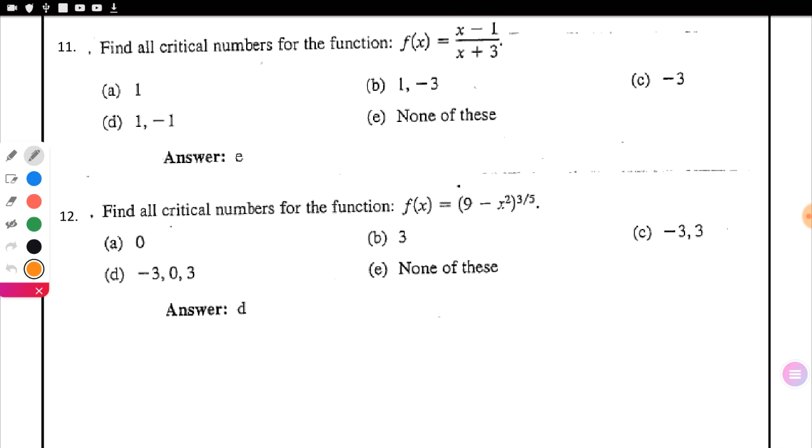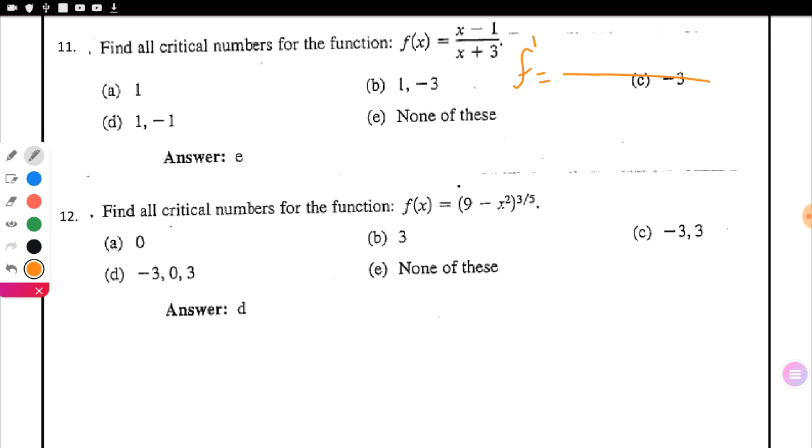This rational function, as you see, I'll show you how to solve it. How do we get the critical number? By finding the first derivative. I'll try to solve in the empty space here. The first derivative equals what? Use the quotient rule. But before I start, what is the domain of this function?